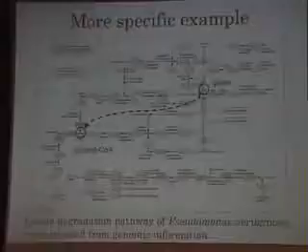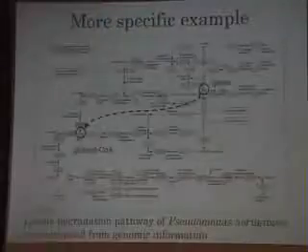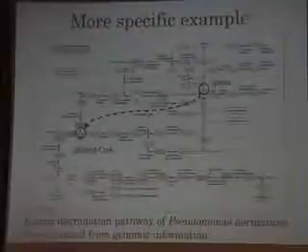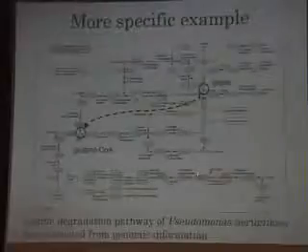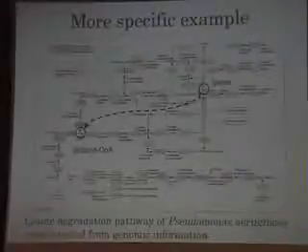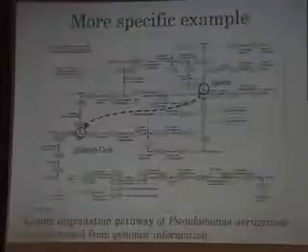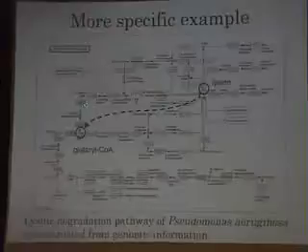A more specific example is this metabolic pathway. This is a resin degradation pathway of the bacterium Pseudomonas aeruginosa. And we can reconstruct the resin degradation pathway from the genomic information, which is a list of the genes and the predicted gene function. And we noticed that we can reconstruct this part, the colored part.